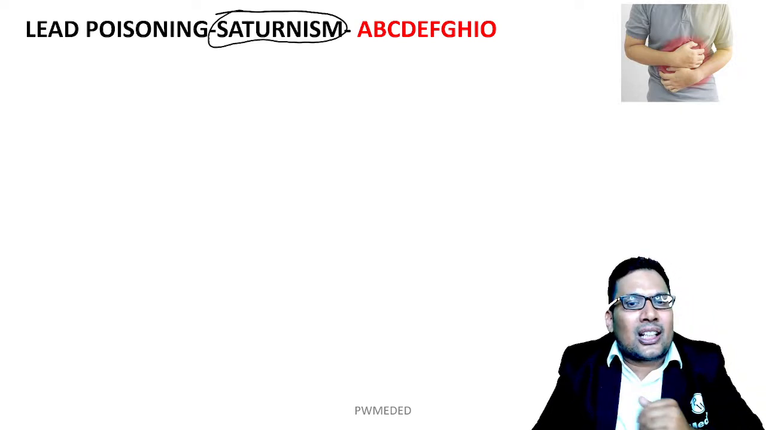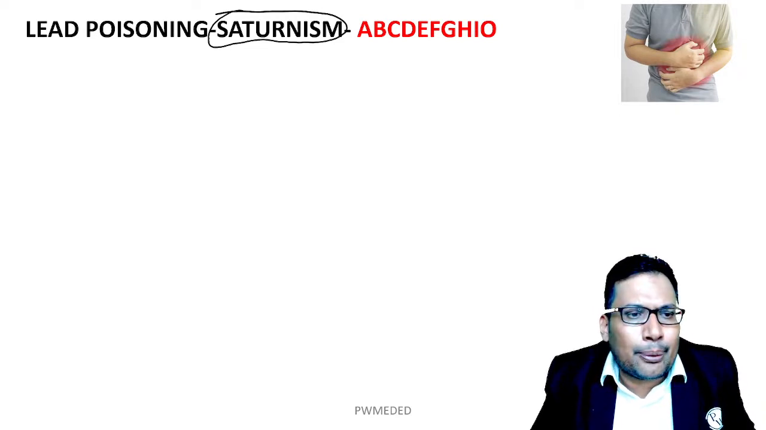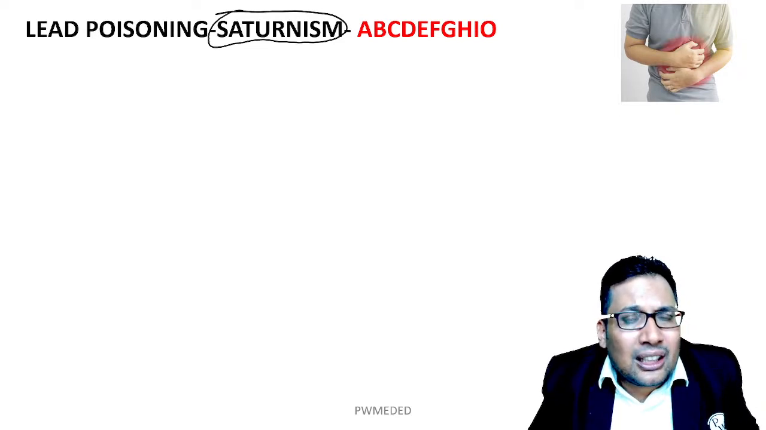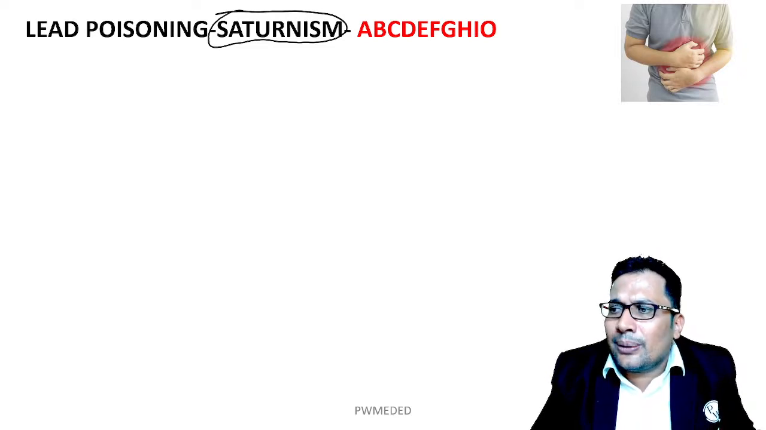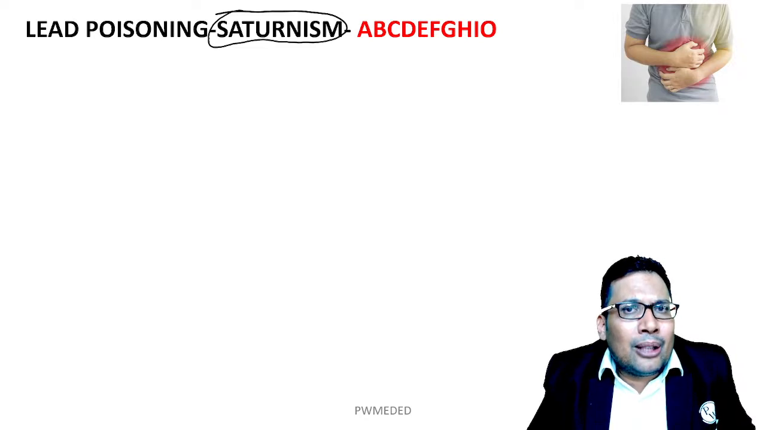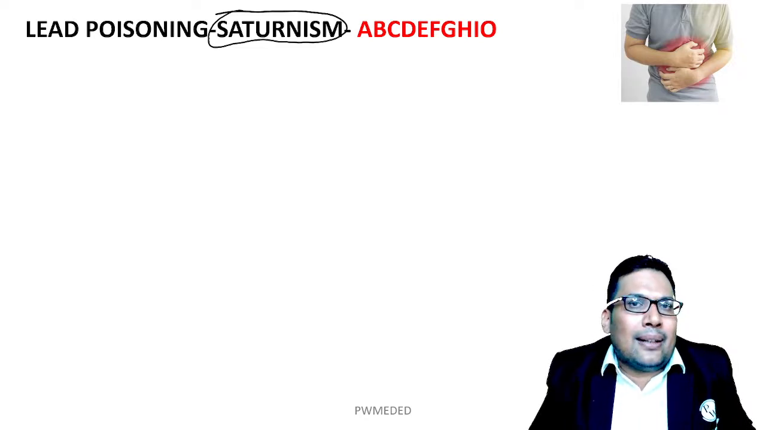The mnemonic goes A, B, C, D, E, F, G, H, I, O. That's a very simple mnemonic which I prepared and which I teach in my usual classes. A for saturnism. All of you write saturnism, because in the exam there can be a question: which of the following poisonings is known as saturnism? That is lead poisoning.